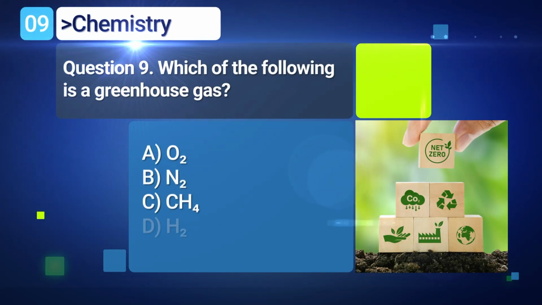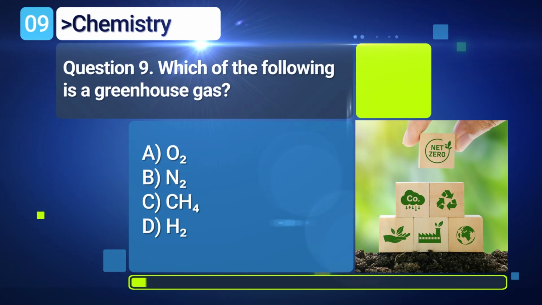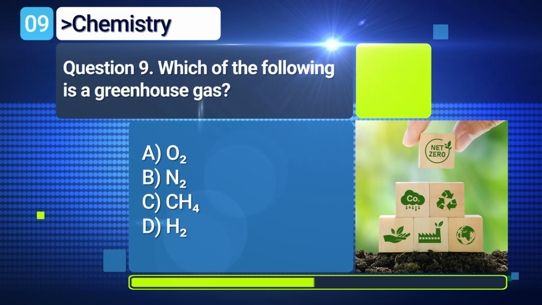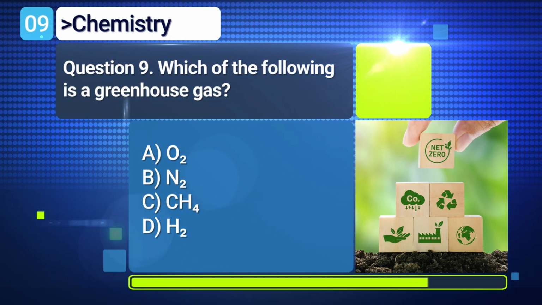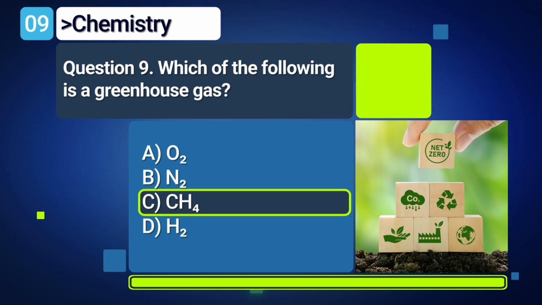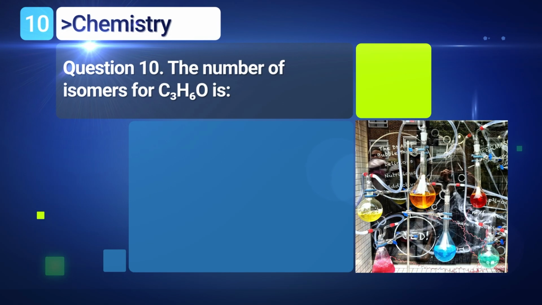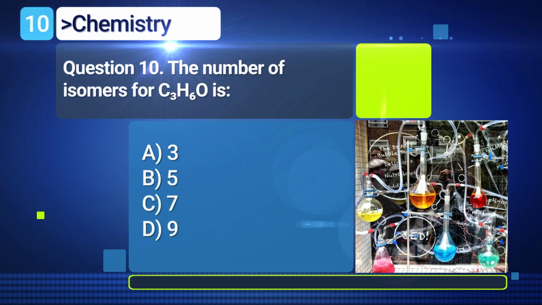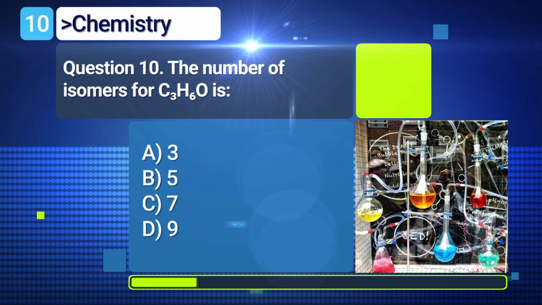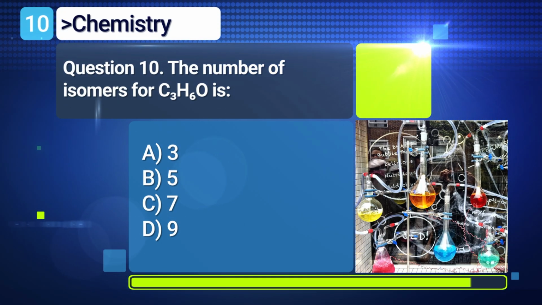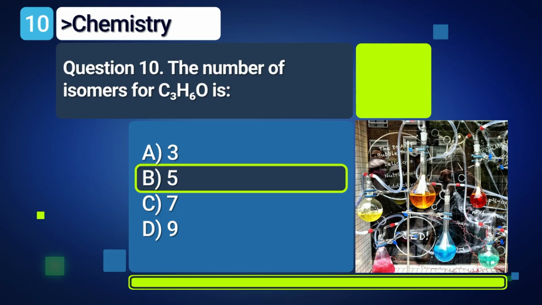Which of the following is a greenhouse gas? A. O2. B. N2. C. CH4. D. H2. Answer: C. CH4. Question 10. The number of isomers for C3H6O is A. 3. B. 5. C. 7. D. 9. Answer: B. 5.